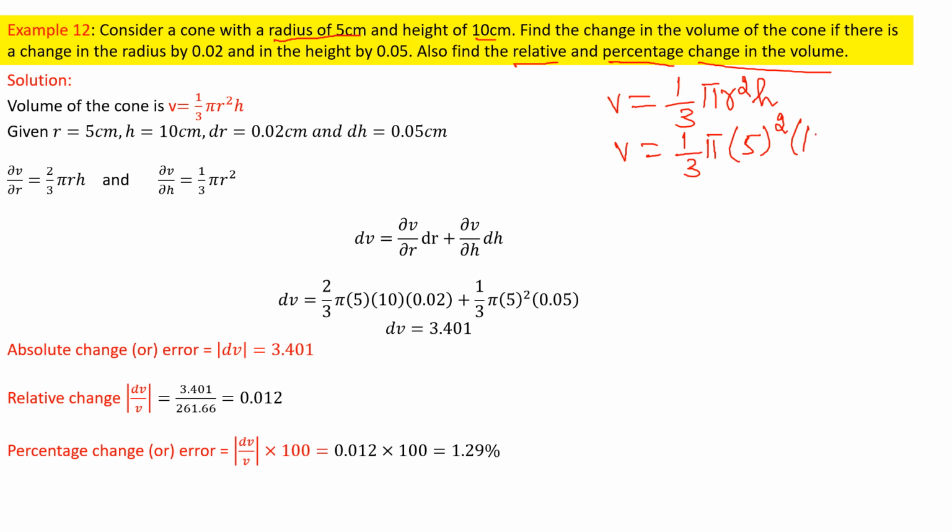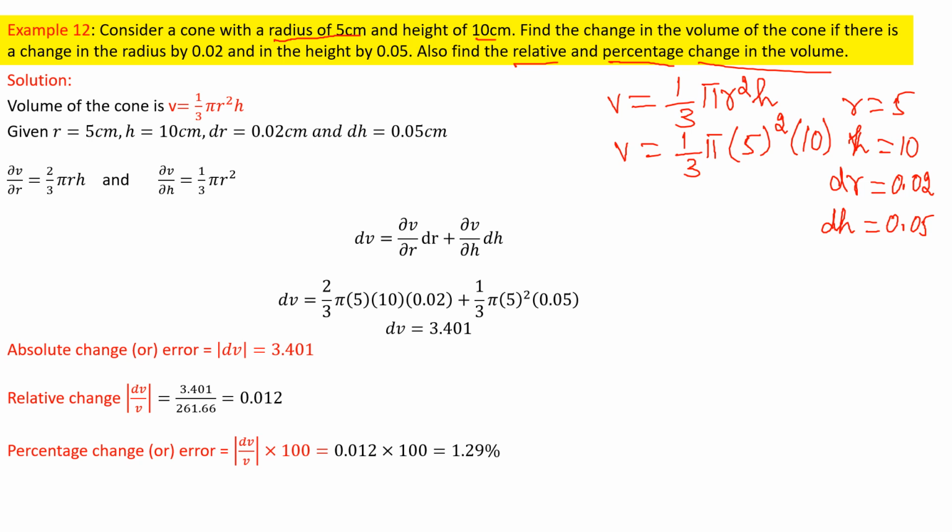So we have given 10 as the height. Okay, so we have given r equal to 5, height h equal to 10. There is a change in the radius which is denoted by dr. It is given by 0.02. There is a change in the height which is given by dh, 0.05.